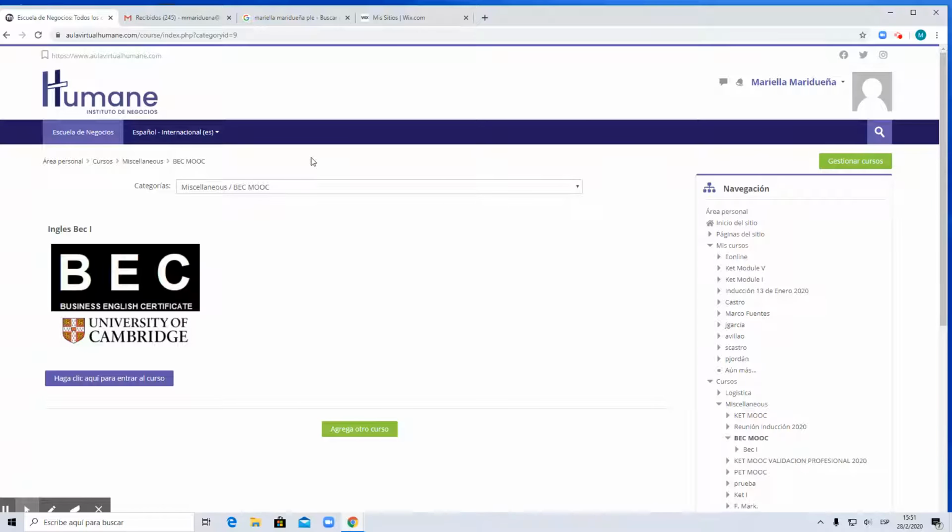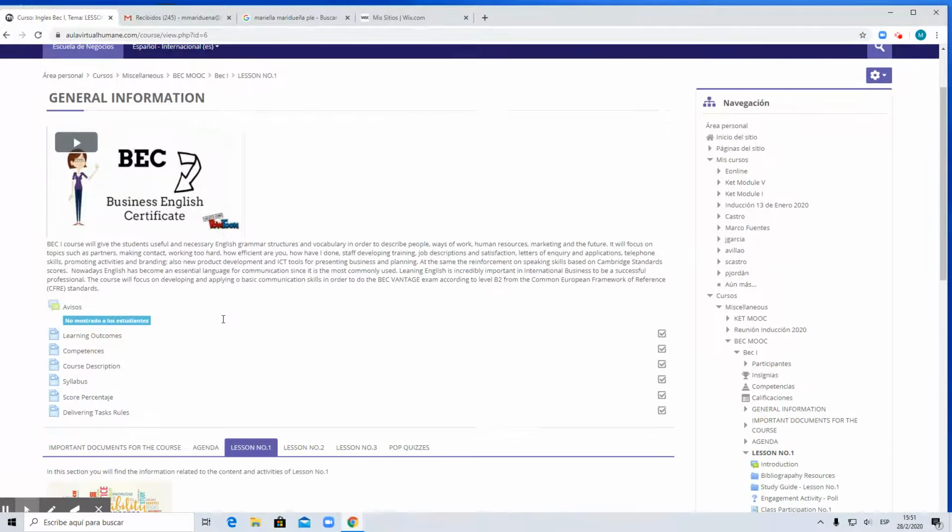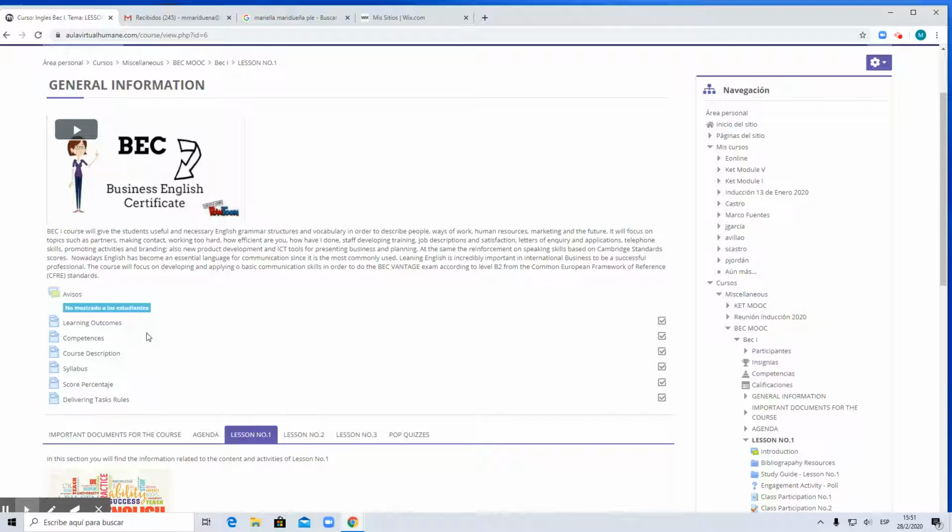In order to access the module, you have to click here on this icon. Once you're there, you're going to find the general information related to the module, the learning outcomes, the competences, the syllabus, the score percentage, and the delivering task groups.